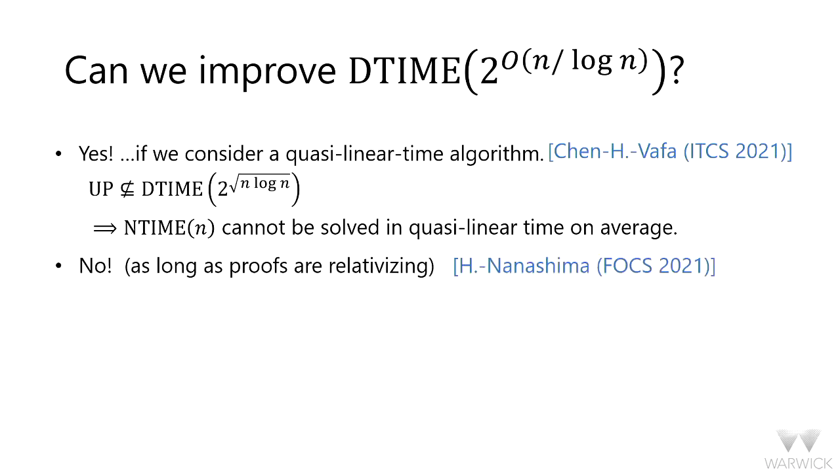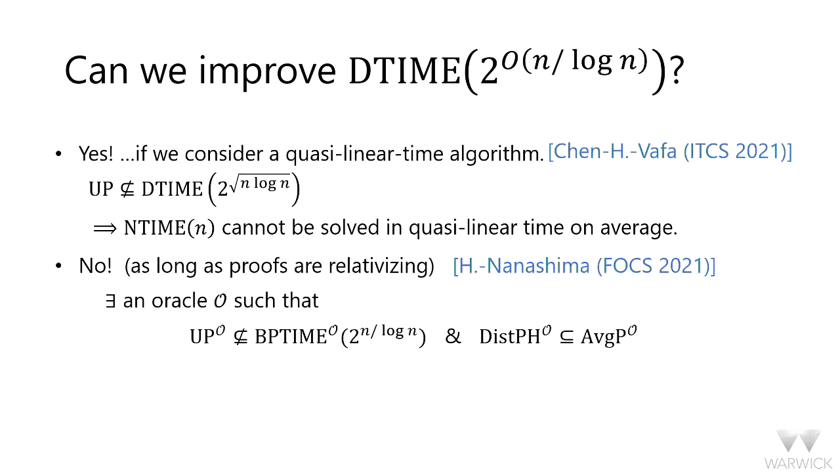But if you consider relativizing proof techniques, actually you can't improve the running time. So we can construct an oracle under which UP is very hard, cannot be solved in 2 to the n by log n, but PH is easy on average.